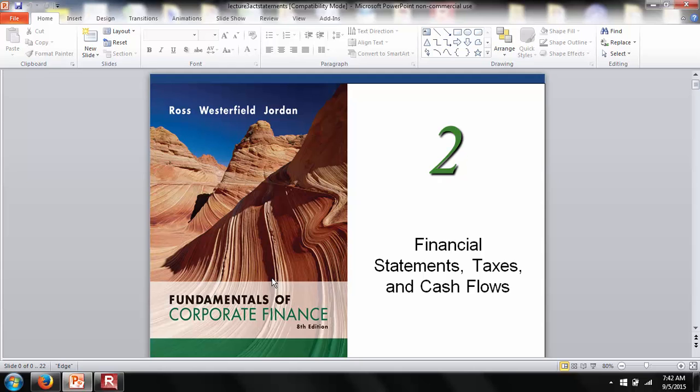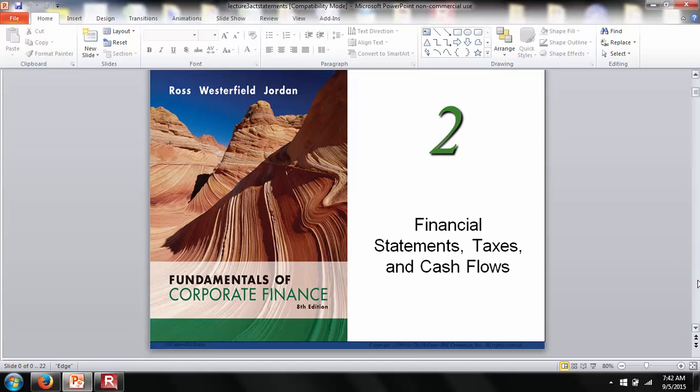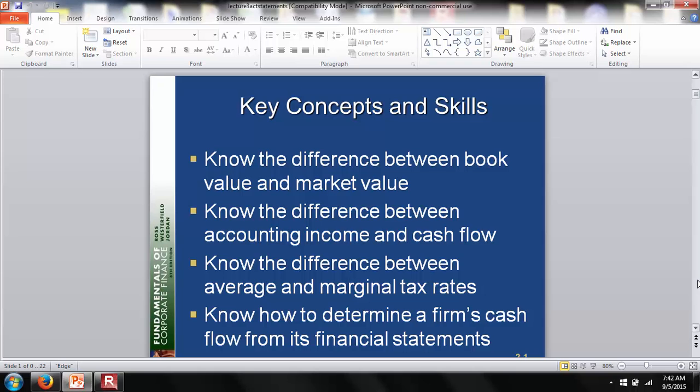Today we will talk about Chapter 2, and Chapter 2 deals with financial statements, taxes, and cash flows. So what are some of the things that we learn as part of this chapter? We will talk about the difference between book value and market value. We will talk about the difference between accounting income and cash flows, differences between average and marginal tax rates, and how to determine a firm's cash flow from the financial statements.